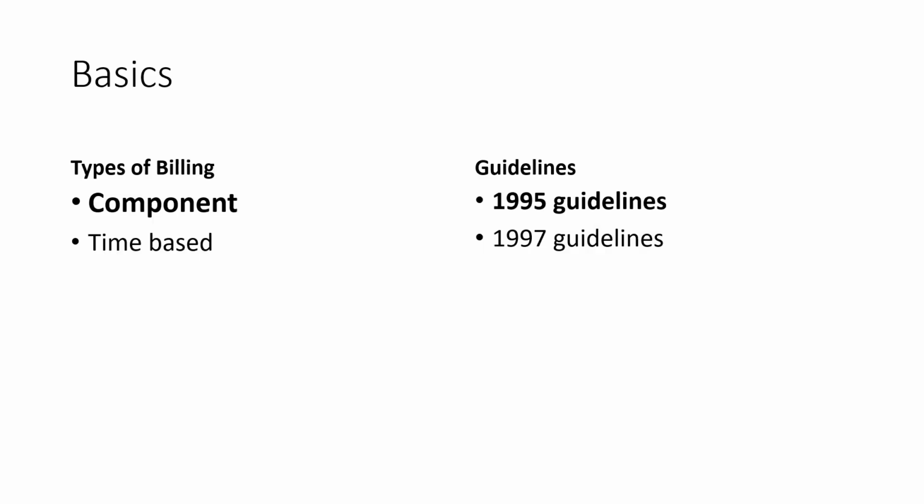There is component-based billing and time-based billing. We will briefly touch on time-based billing, but I only use time-based billing in certain scenarios. There are 95 guidelines and 97 guidelines. We will use the 95 guidelines throughout the remainder of this talk. I will never reference the 97 guidelines because they are more detailed than the 95 guidelines. So let's just use whatever is the most simple, which is the 95 guidelines.